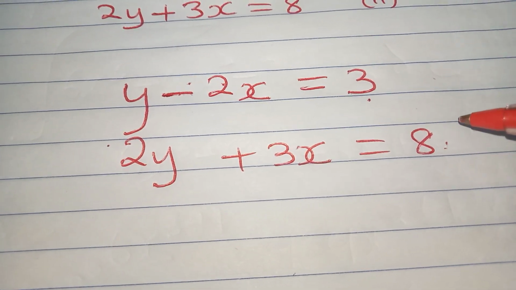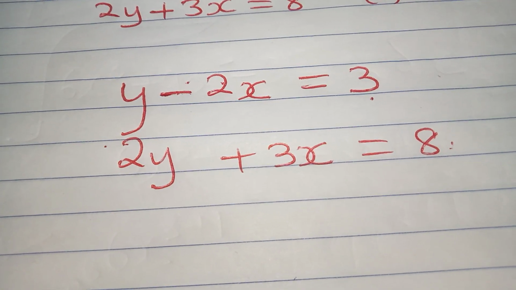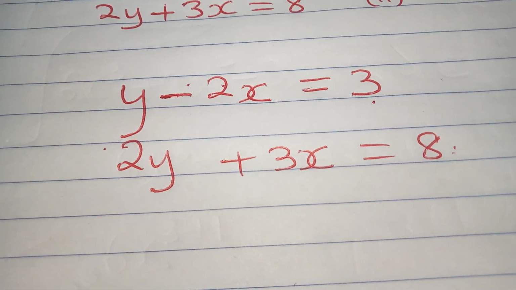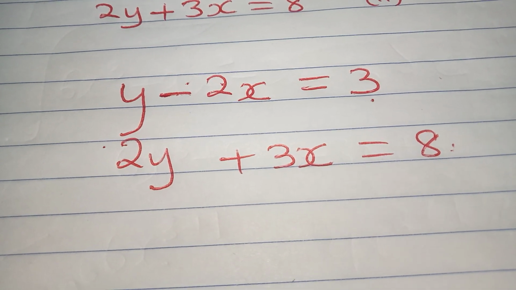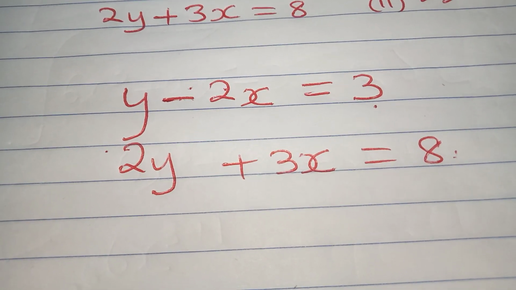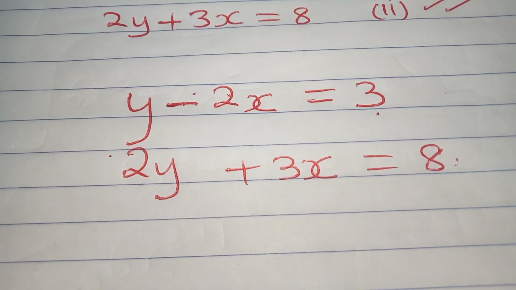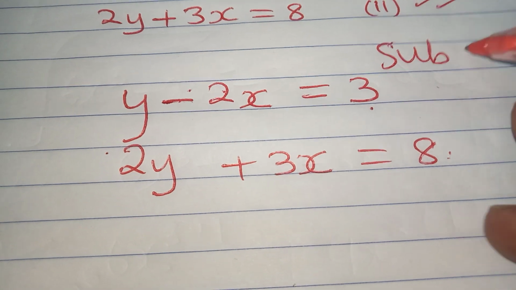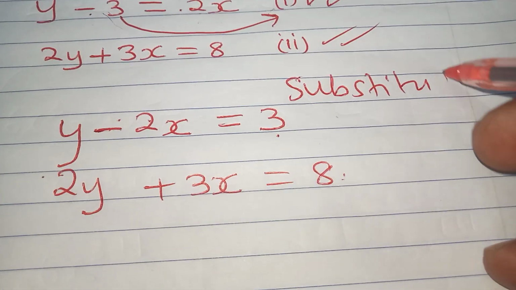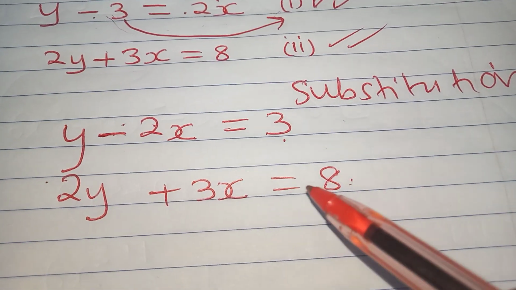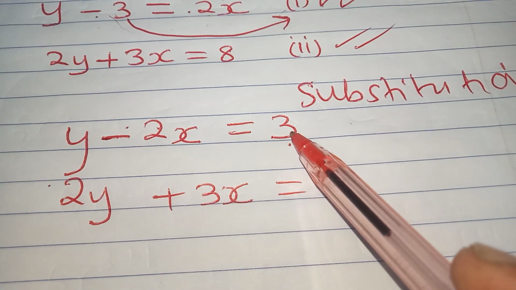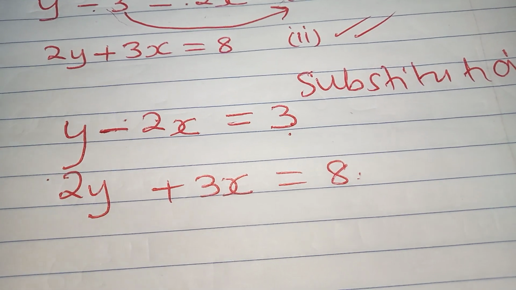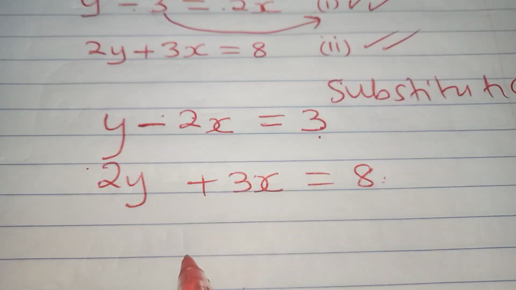These are two simultaneous equations that can be solved using the graphical method, the elimination method, the substitution method, or the matrix method. But to better our work in getting the point of intersection of these two equations, we are going to use the substitution method. I'll come back to my first equation and make one of those letters, either y or x, the subject of the formula.